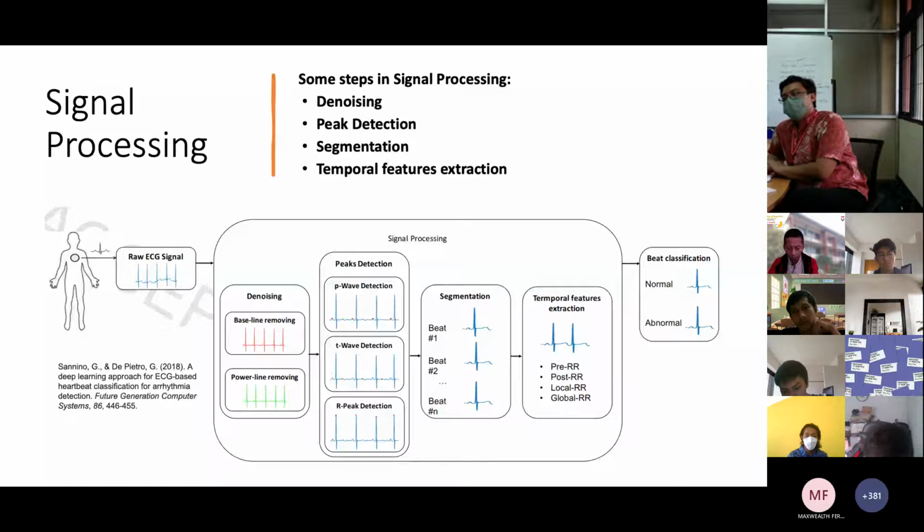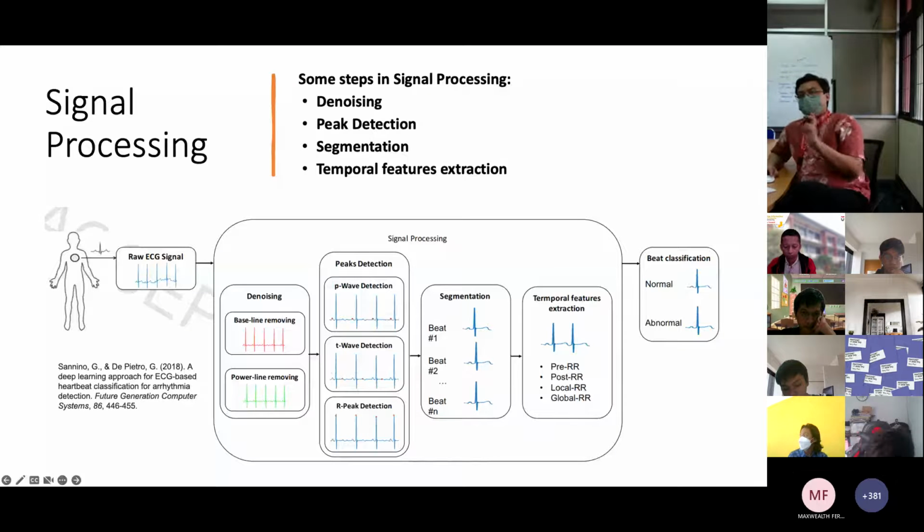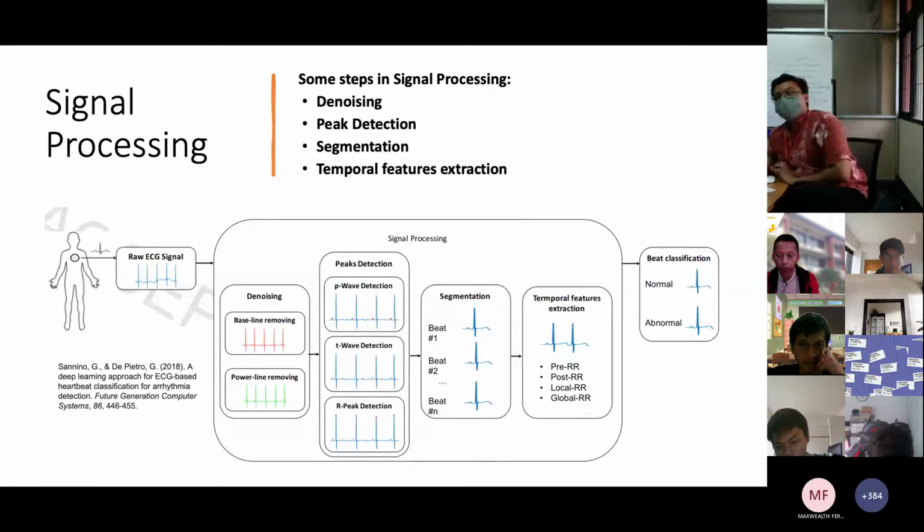After segmentation, we move to temporal feature extraction, for instance. Here, we need to investigate the feature itself, which is called the characteristics. We need to investigate the characteristics of the wave: what are the characteristics of a normal wave, what are the characteristics of an abnormal wave, and so on. And then finally, you will have two classes, called normal and abnormal. The abnormal one is called arrhythmia. So something like this.